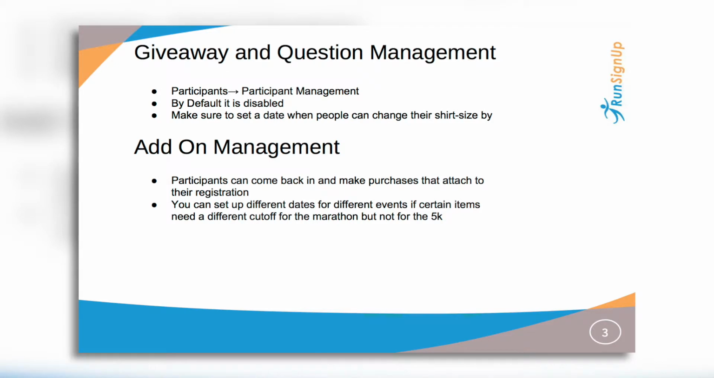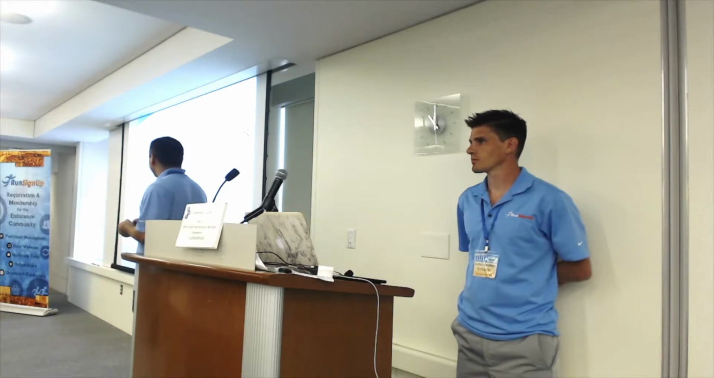Add-on management is a little bit different because you want to allow participants to come back in and make purchases that attach to their registration. So, somebody realized they need transportation, you're selling an add-on for transportation or a pasta dinner and they want to buy it, send them a link to go back in and buy it, and then that way it's attached to the registration, it shows up in your reporting instead of having some separate process for them to buy it.